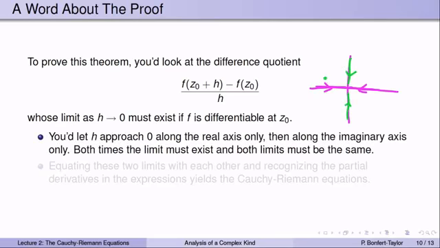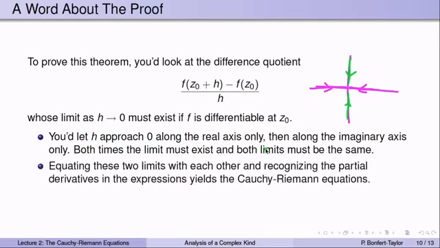So you'd let h approach 0 along the real axis and then along the imaginary axis only. And both times, this limit must exist, and both times you must get the same limit, because the limit must exist and be the same no matter how h approaches the origin. But by looking at these two limits and realizing that they must be the same, the Cauchy-Riemann equations follow once you recognize the partial derivatives in the expressions.